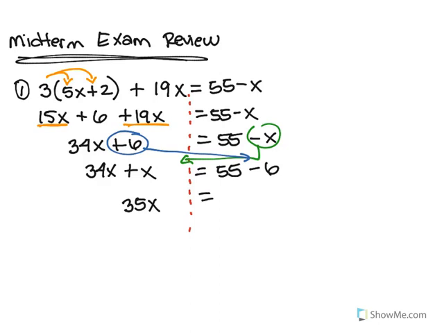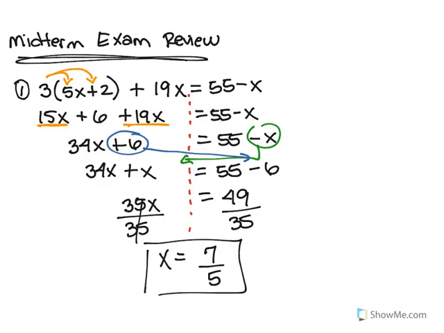35x equals 55 minus 6, which is 49. Then we're going to divide both sides by 35. And that will reduce by 7, and you would have 7 over 5 as your answer. Please make sure that you do reduce all of your fractions, okay? So that's just a basic one, basic equation, distributive property, combining like terms.